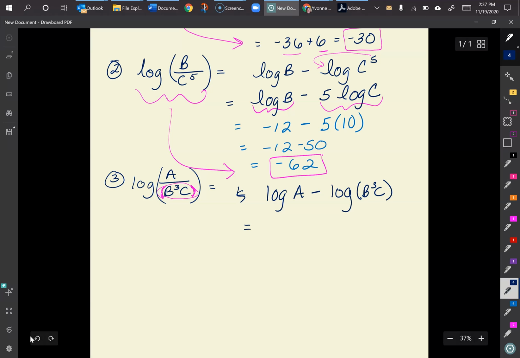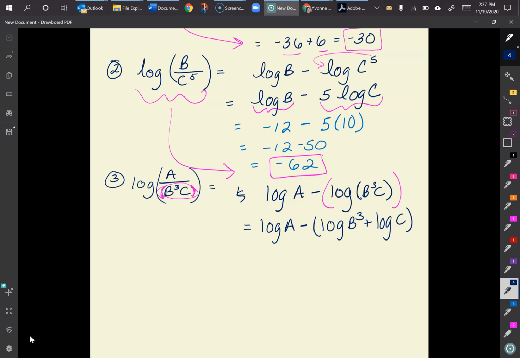And then we're going to write the split up for this. So we need to put parentheses around here, or else we'll just work left to right. So we need to clarify that we want those to be staying together. So we have log A minus parentheses log B cubed plus, now we're using the product property there, log C. So if I didn't have those parentheses, I wouldn't know to distribute in this negative.